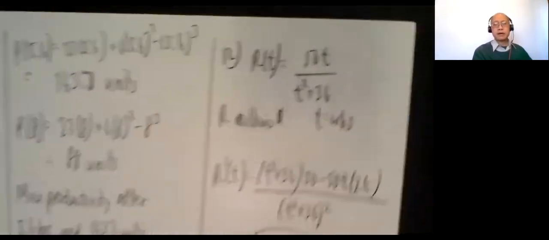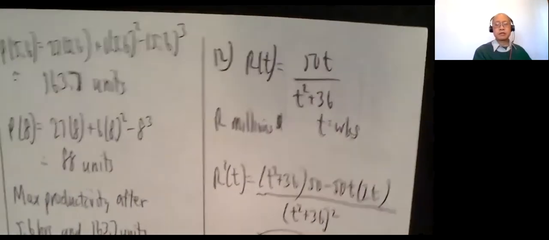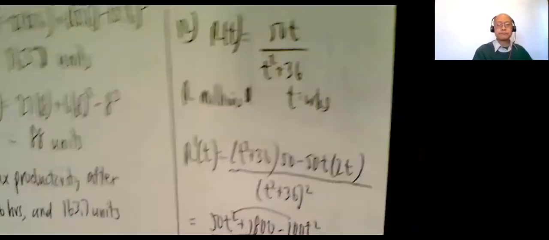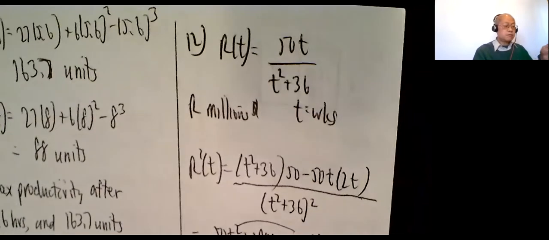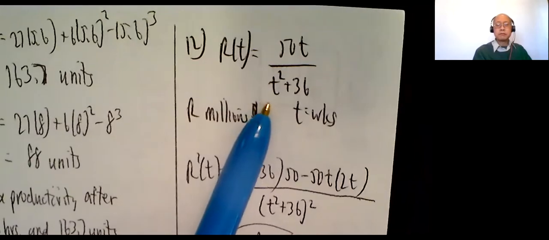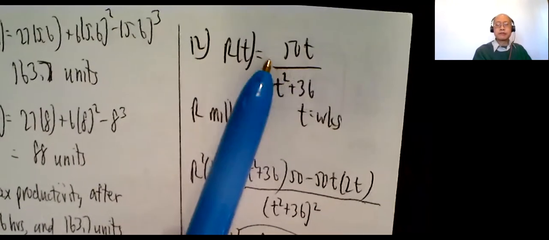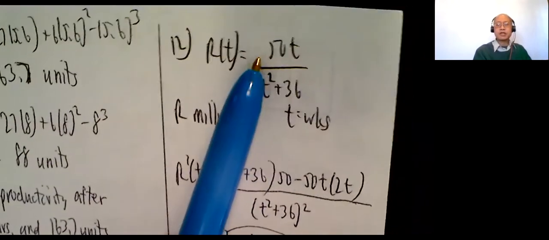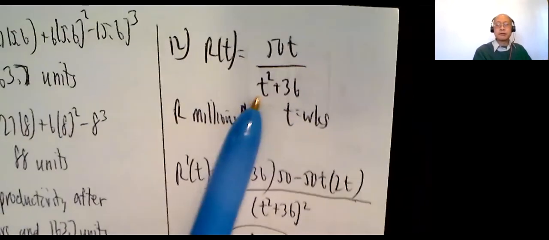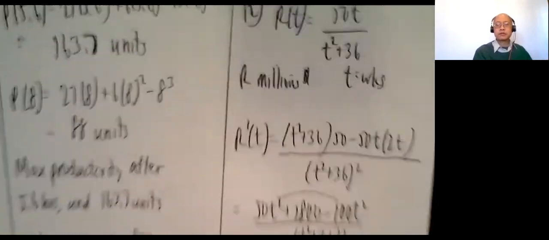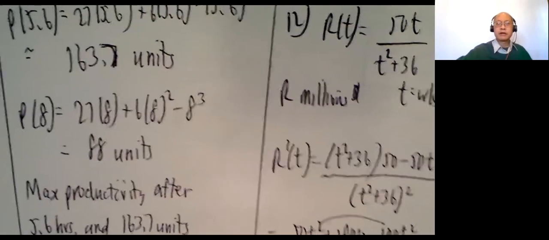So here's my revenue function. What do I want to do with revenue? Maximize, right? I want as much money coming in as possible. R is in millions of dollars. T is in weeks. All right, so R prime, bottom times the derivative of the top. Derivative of 50t is 50. Minus the top, 50t, times the derivative of the bottom, 2t. All over t squared plus 36 squared, right?